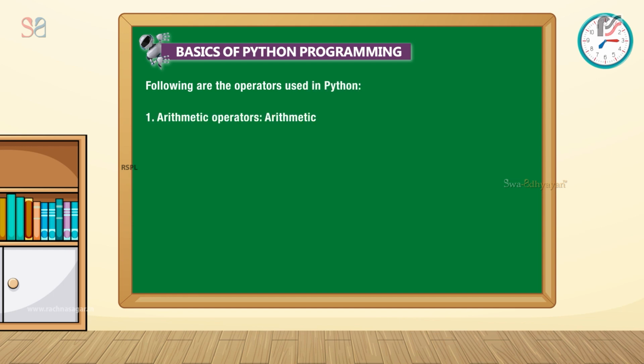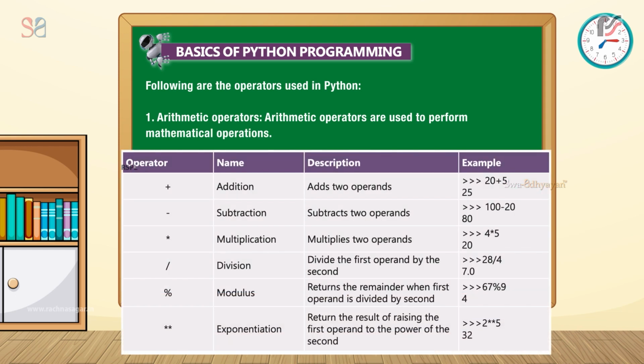First are arithmetic operators, which are used to perform mathematical operations. The addition operator adds two operands like shown. The subtraction operator subtracts two operands like this. The multiplication operator multiplies two operands. The division operator divides the first operand by the second. Modulus returns the remainder when the first operand is divided by the second. Last, exponentiation returns the result of raising the first operand to the power of the second.